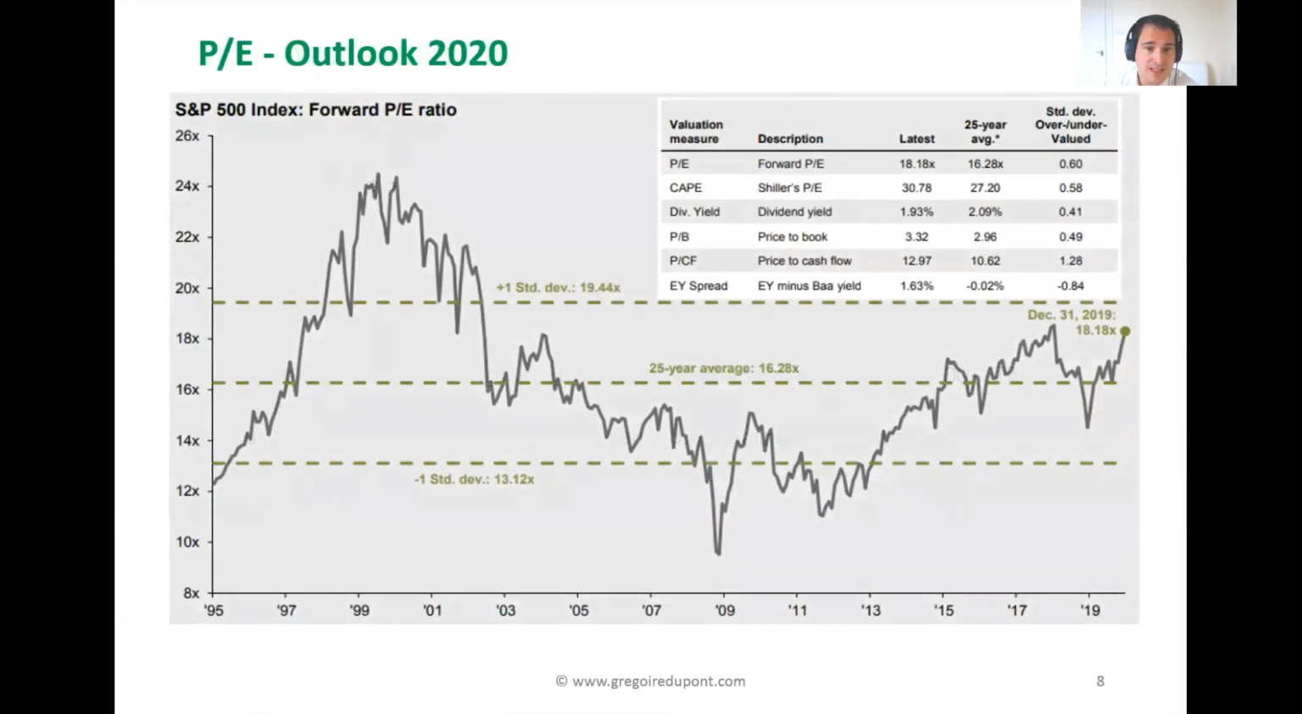So let's compare these 19 times earnings versus what we had historically. What I should mention is I'm not a big fan of looking at PE on its own. I think this is one of the mistakes that many people are making. They tell you that you should be selling stocks below 10 and buying stocks above 50. This is not the way it works. This is very misleading. This is a fallacy.